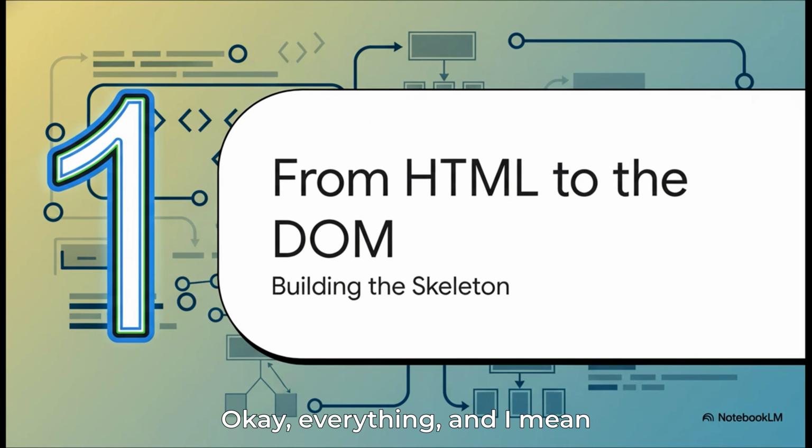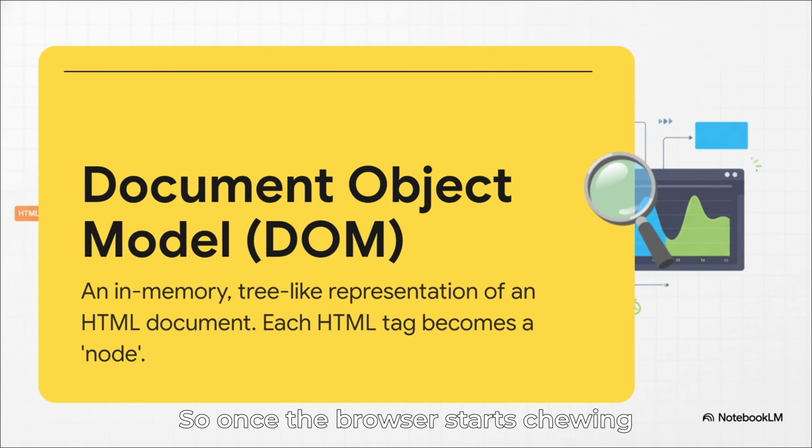Okay, everything, and I mean everything, starts with the HTML. This is ground zero. It's the first and most fundamental step, turning your markup into a structure that the browser can actually understand and work with. So once the browser starts chewing through that HTML, it spits out the document object model, or DOM for short. Now this is super important. The DOM isn't just a static copy of your text file. No, it's a live, in-memory tree of objects. Every single HTML tag you write becomes an object or a node, and they're all arranged in a family tree that perfectly mirrors your document structure.